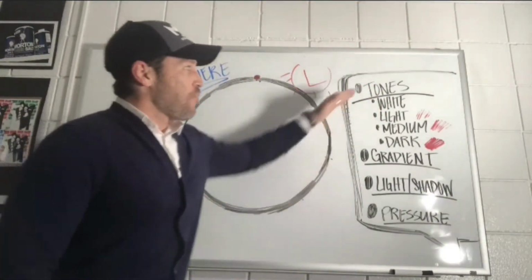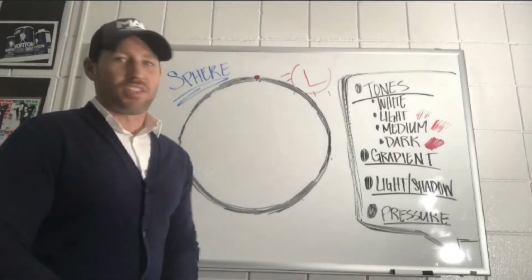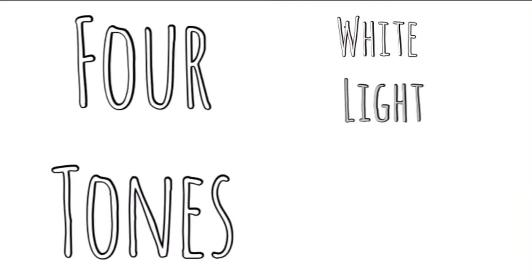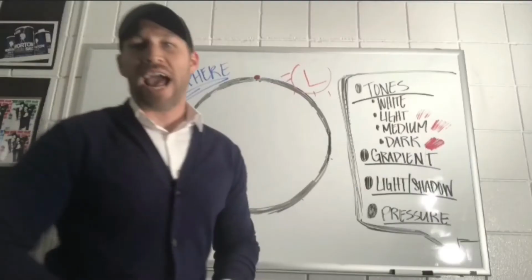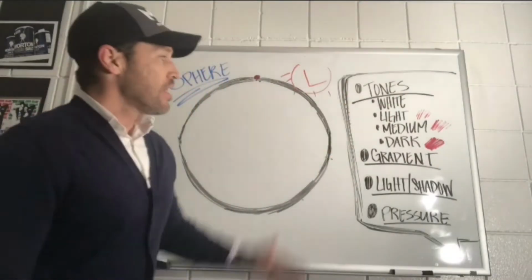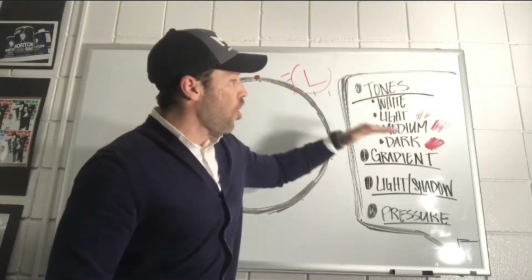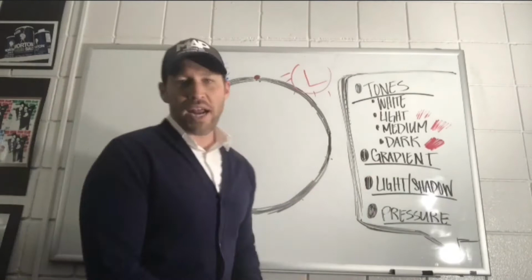So I've got right here, tones. Simple as that. Tones. We have our 4 tones: white, light, medium, and dark. Those are the 4 categories that we're going to split up for shading. In some things you could add black to that, but we're just going to simply go from white all the way to dark.